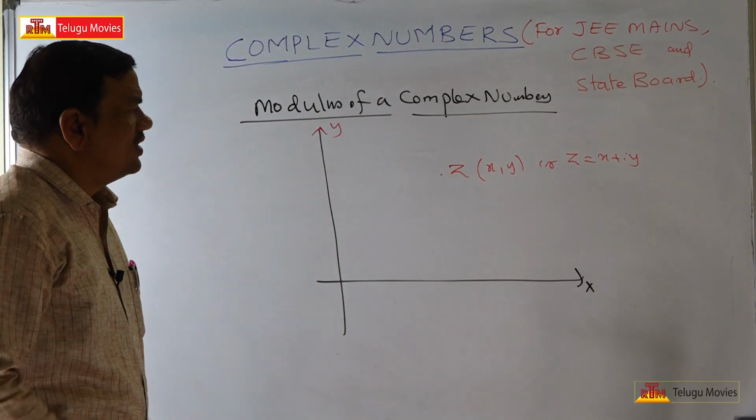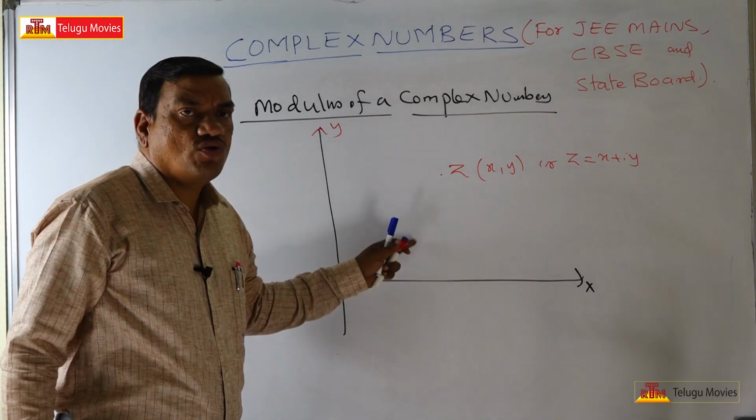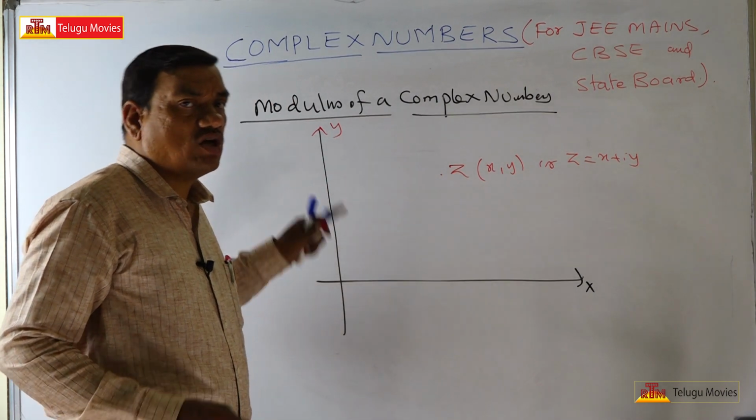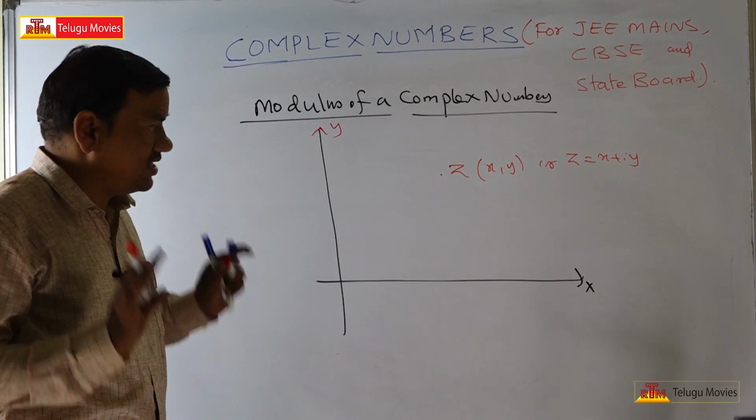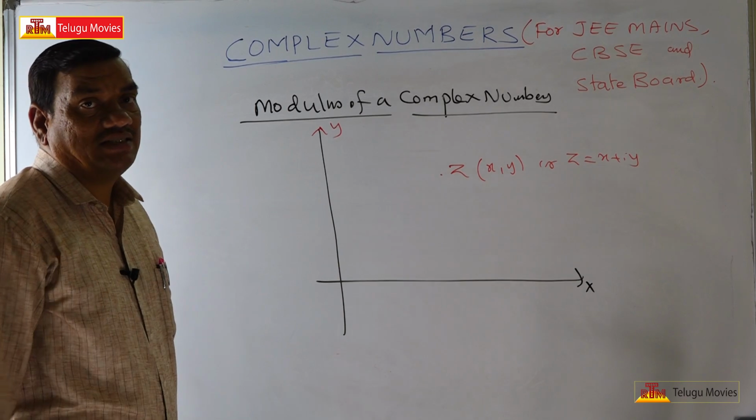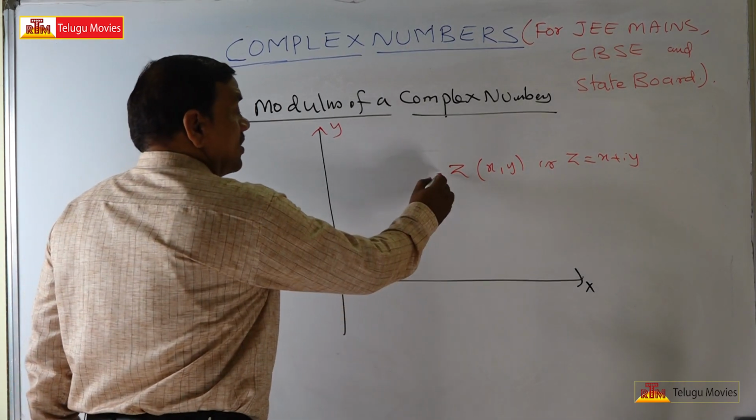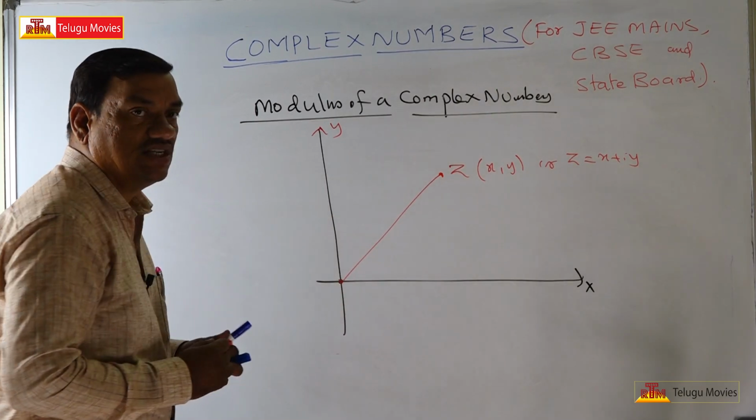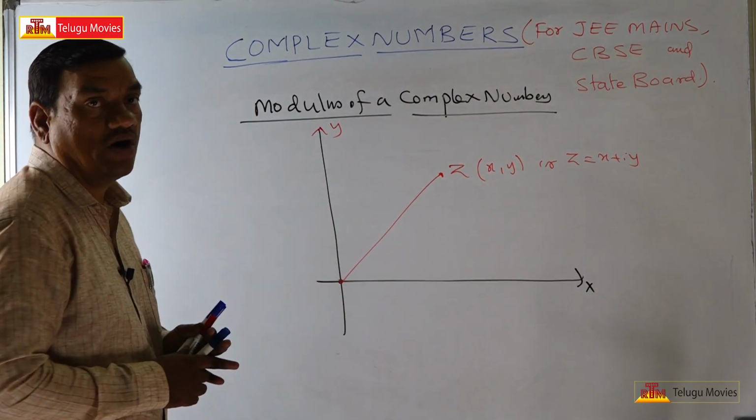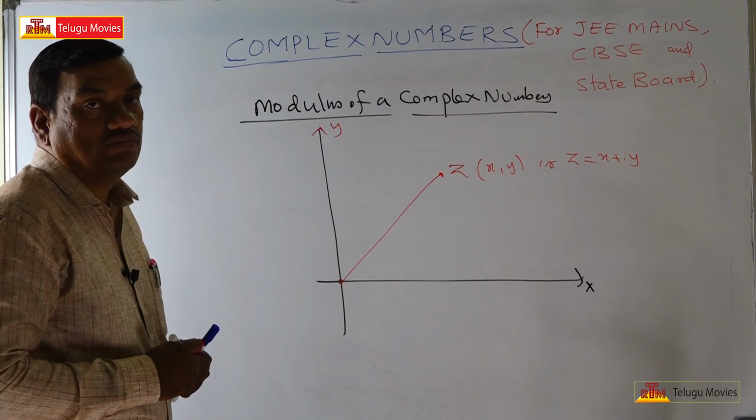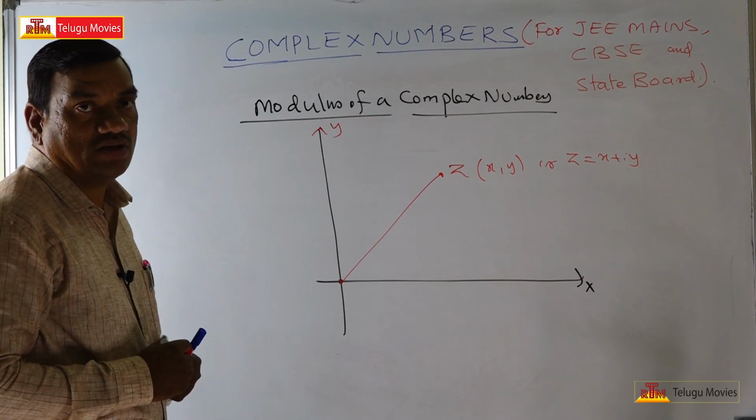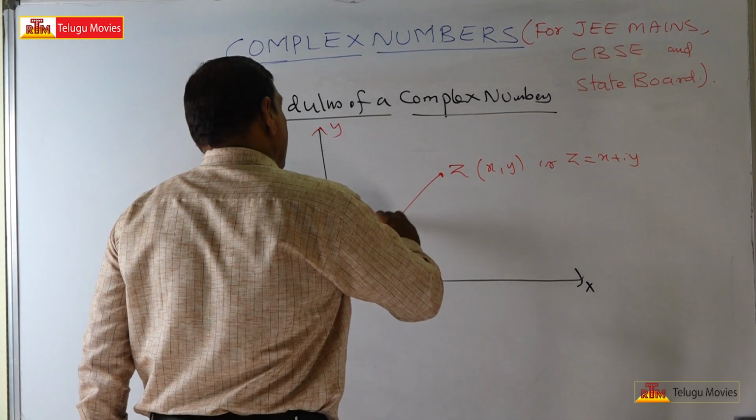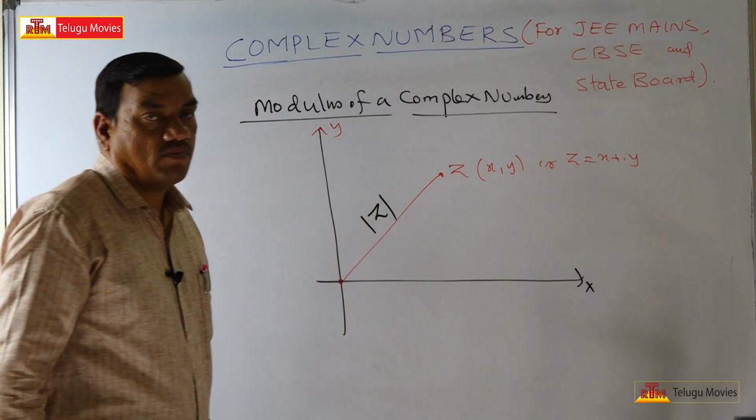That complex number may be in the first quadrant, second quadrant, third quadrant or fourth quadrant, maybe on the x axis or real axis, or maybe on the imaginary axis, wherever it may be. The distance between the complex number and the origin, a zero or positive real number, is called the modulus of that complex number.